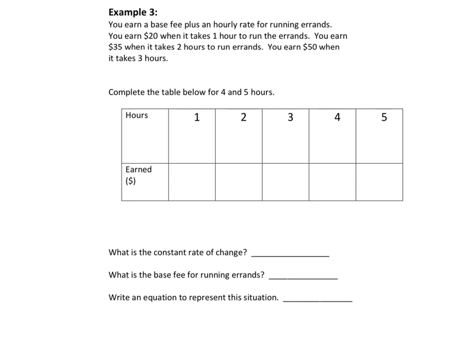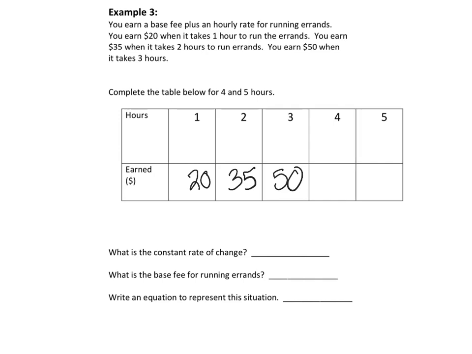Here's our last example. The question says, you earn a base fee plus an hourly rate for running errands. You earn $20 when it takes 1 hour. So let's fill in as we go. $20 for 1 hour. You earn $35 when it takes 2 hours. And you earn $50 when it takes 3 hours. Complete the table for 4 and 5 hours.